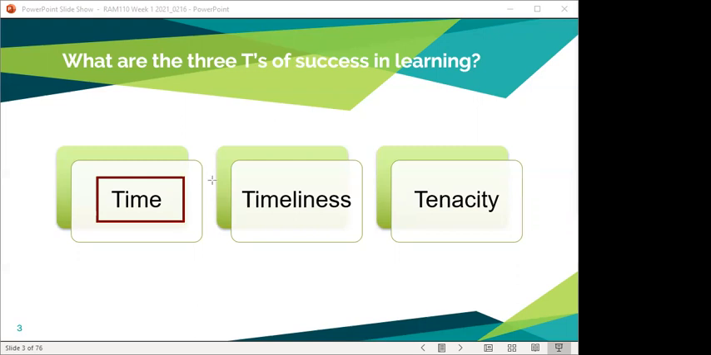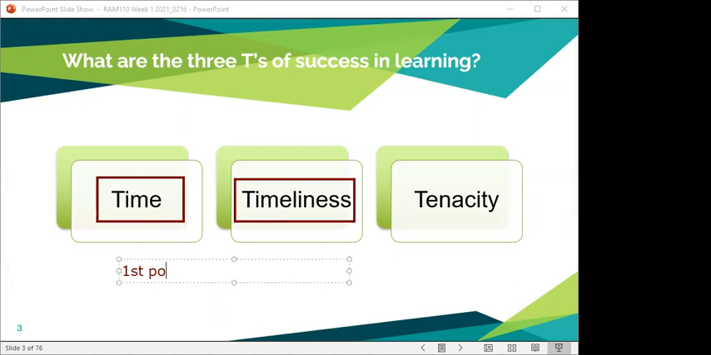And then the second one, it's not in order here because tenacity and timeliness kind of work together, but timeliness is getting things done on time. I think the only tricky thing here is the first post on the discussions. Those are due on Wednesday. I think being mindful of that is important, because that doesn't really come up in Canvas. First discussion due Wednesday by 11:59 p.m. Mountain time.